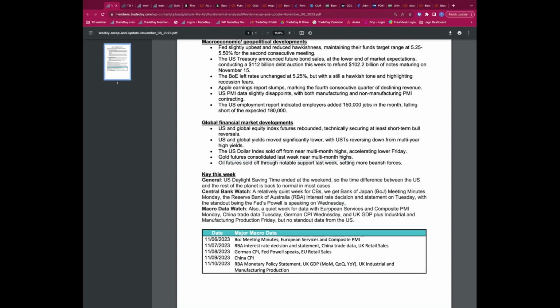So on the data front, as I say, it's a fairly quiet week. We've actually had European PMI data out already today, which we'll talk about shortly. You get China trade data tomorrow, German inflation data Wednesday, and then some UK GDP. But there's nothing here that really stands out from the US. The US is hardly mentioned. We get Powell on Wednesday. So it's very quiet from the US.